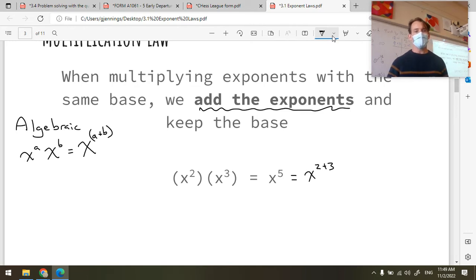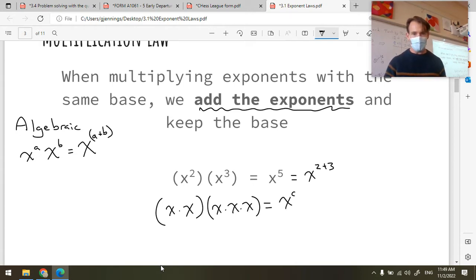Let's say I have something like this and I don't know what to do with it. Well, I can say x squared, I can write that as multiplication like this. And then x to the 3, I can write that as multiplication like this. And then it's just so clear to me that I have x multiplied by itself 5 times. So that's x to the 5. This is proving the rule to yourself through multiplication.